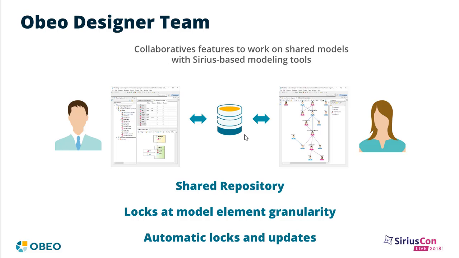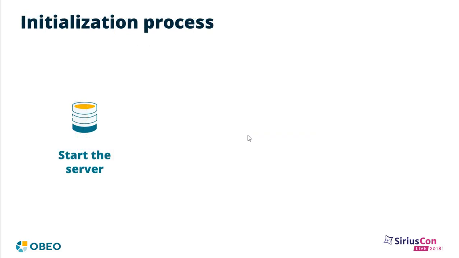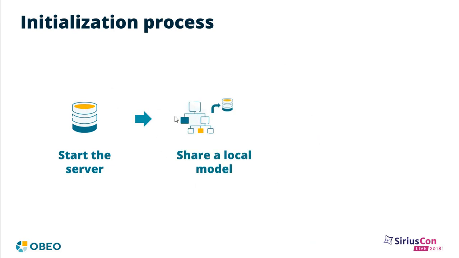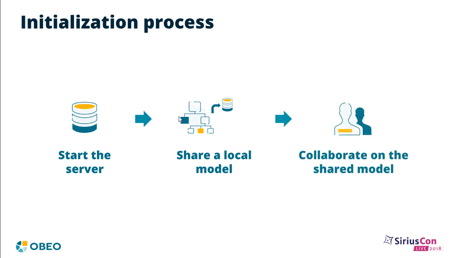And automatic locks and updates. It means that since the modifications are saved, other users are notified and can see the result, and then benefit from an up-to-date version of the model. The principle of Obeo Designer Team is to start a server first, then export a local model to this server, and then to start collaborating with other users.